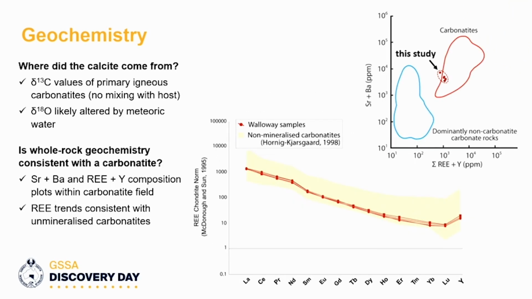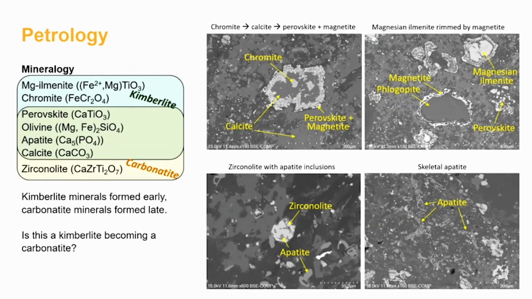And that interpretation is supported by the whole rock geochemistry, where the strontium, barium, and rare earth element compositions are consistent with other carbonatites, and likewise the rare earth element trends are also consistent with other unmineralised carbonatites elsewhere. So we've got a big tick for the geochemistry, but the petrology and mineralogy is a bit more complex here.